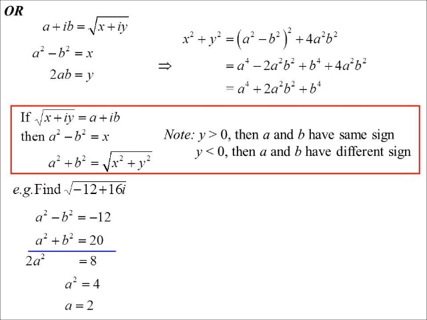Add them together, 2a squared is 8, so a is 2, and therefore b is 4, because the imaginary part was positive. So I know b is going to be of the same sign. So I know a is 2, b is 4, so the square root of minus 12 plus 16i is plus or minus 2 plus 4i.